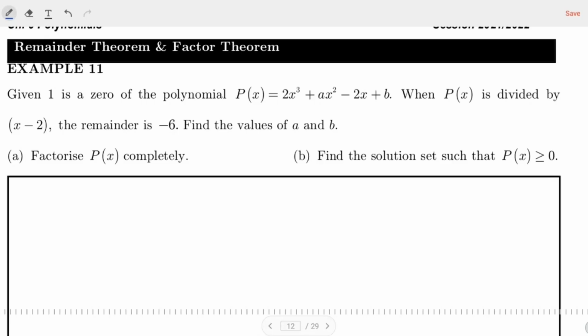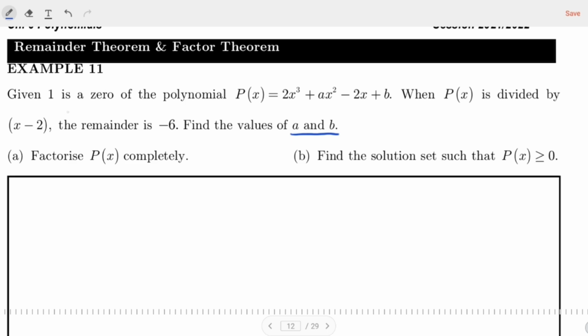Example 11. Given 1 is a 0 of the polynomial p(x) equal to 2x cubed plus ax squared minus 2x plus b. When p(x) is divided by x minus 2, the remainder is -6. Find the values of a and b. As we all know, since we have two unknowns, we need two different equations in order to find the values of a and b.